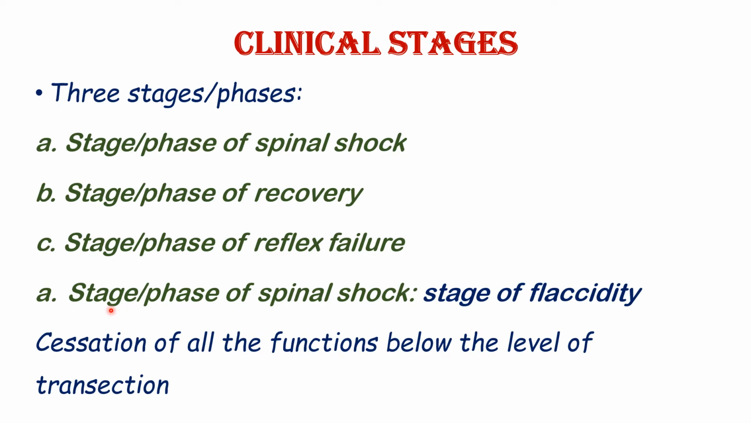So let us talk first of stage 1, the stage or phase of spinal shock. This stage is also known as stage of flaccidity. Why do we call it this? Because the muscles are flaccid. Here there is cessation of all the functions below the level of transection. It all depends upon the level of transection where the injury occurs. So the symptoms and signs will depend upon the level of transection.